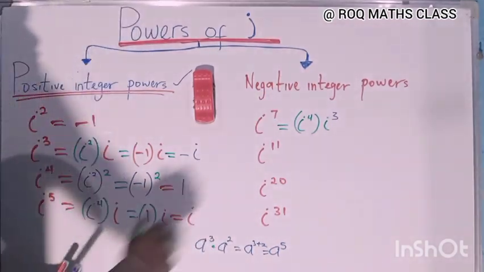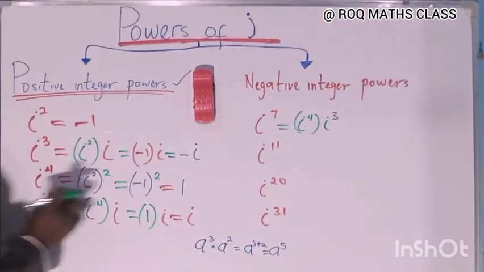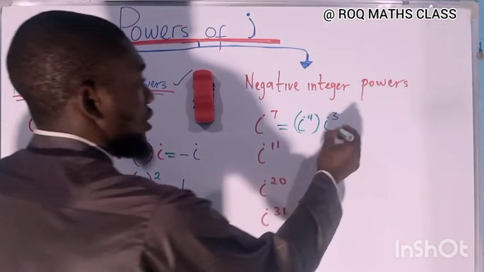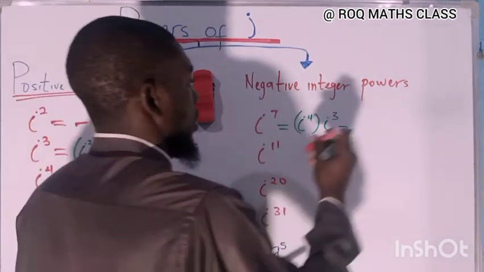Good. Now what is iota raised to the power of 4? Iota raised to the power of 4 is the same thing as 1. Therefore, my iota raised to the power of 4, I have what? I have 1.